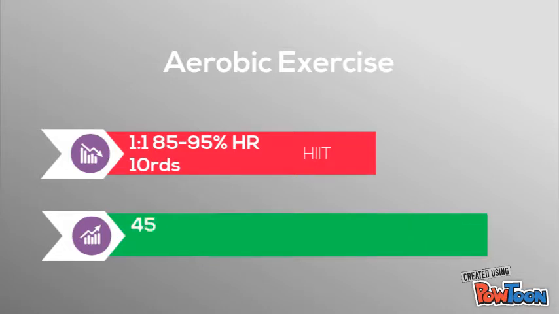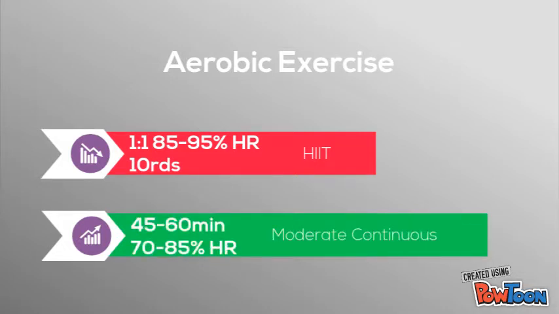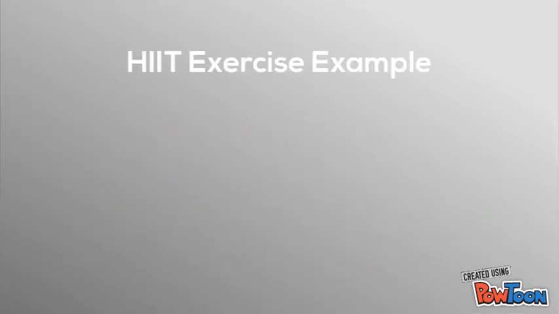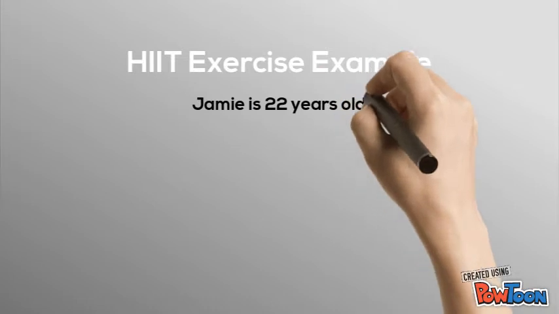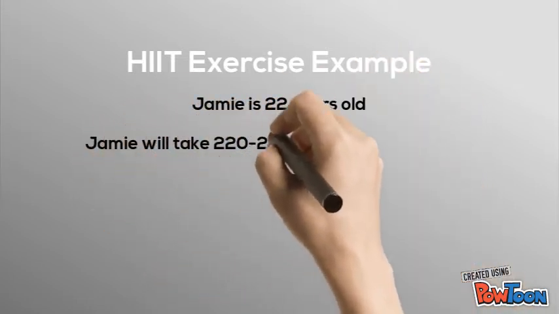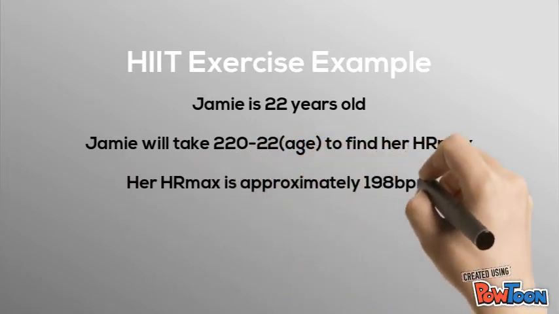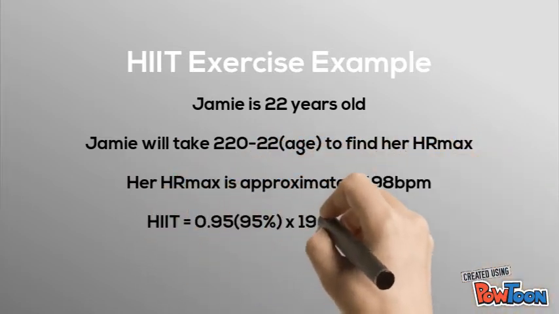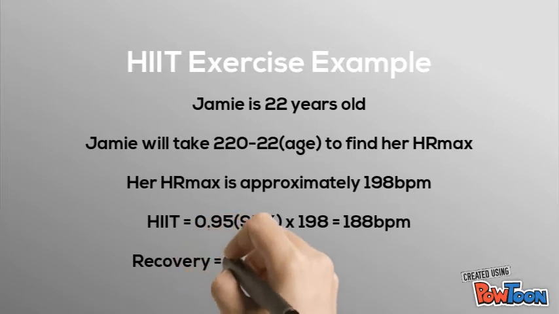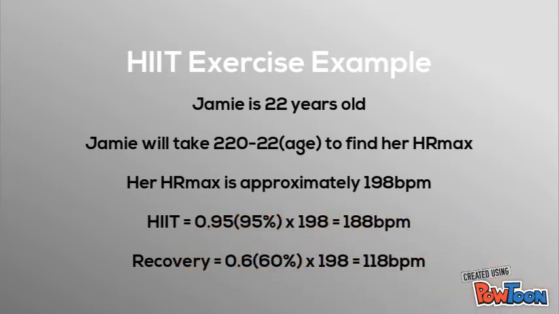If we're creating an aerobic exercise program, we could do what's called high intensity interval training, meaning we're probably going to work at a 1-to-1 ratio or so, 1 minute on, 1 minute off for 10 rounds. And we want our heart rate to be about 85 to 95% of our heart rate max, which is just 220 minus your age. So for 1 minute we want to be at 95%. The next minute we want to drop that down to 60%. Or we could do moderate continuous exercise, which would be for about an hour, at about 70 to 85% of our heart rate max.